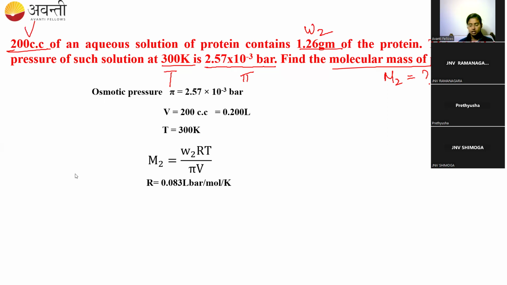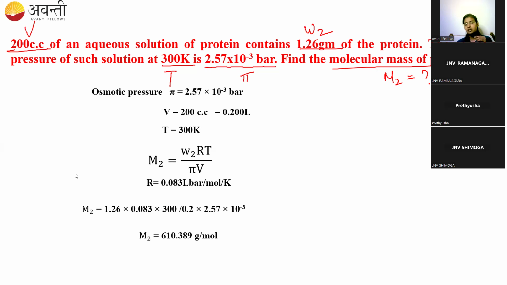On substituting everything, the mass value and the R, T, pi and V values, you will get M2 as 610.389 gram per mole. Very easy. The only thing is that we have to concentrate on the multiplication. We may know the formula, we may know how to apply this, we may know everything.